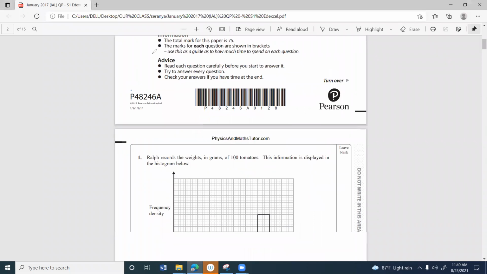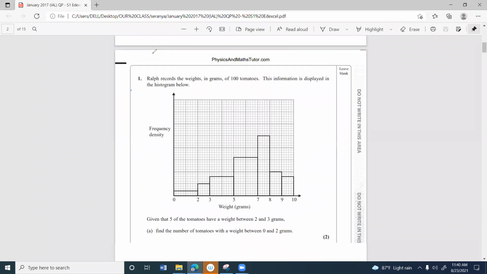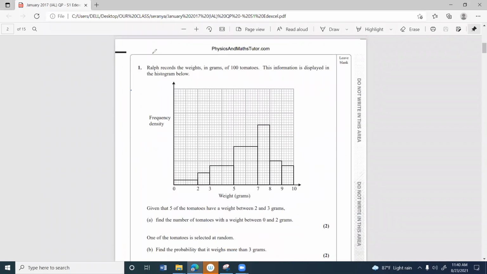So when you come up with this first question, they mention Ralph records the weight in grams of 100 tomatoes. In this case, we need to understand this fact: N is equal to 100. So we have to start the question from here itself. We need to get these facts clearly, right? This information is displayed in the histogram over here.